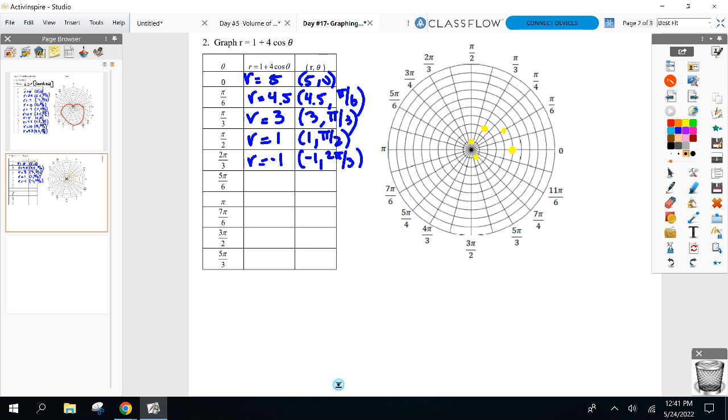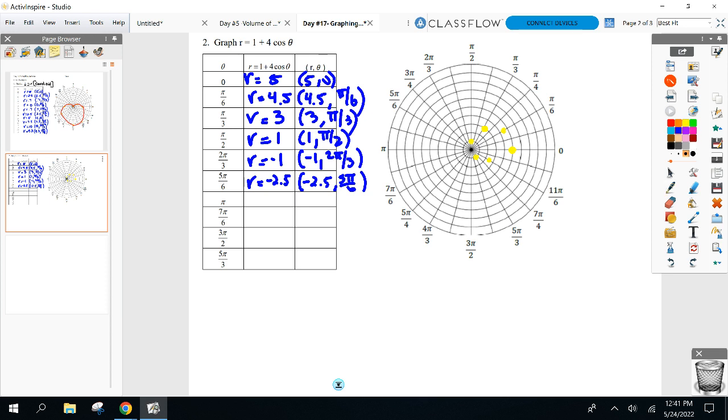5 pi over 6, -2.5. All right, so don't go to 5 pi over 6. Where are we going now? 11 pi over 6. What'd you get? It's -2, I think. Keep track of your points here because it's about to get a little nuts.